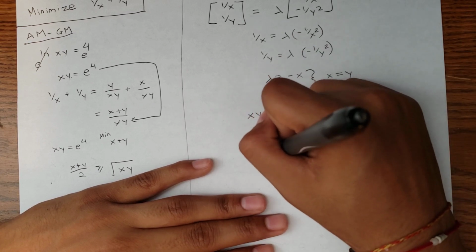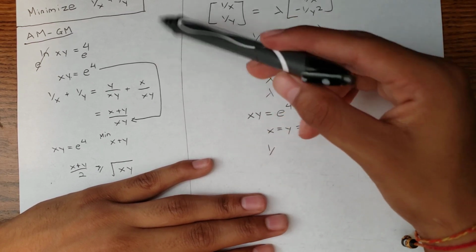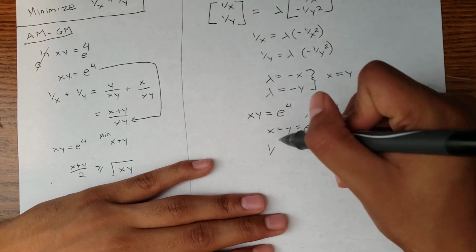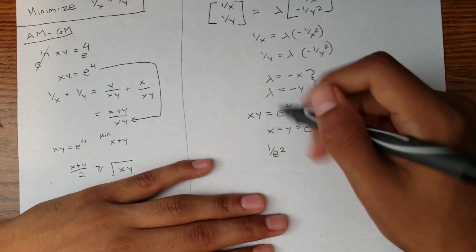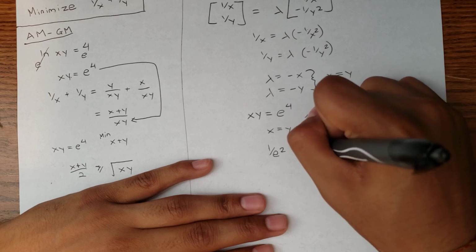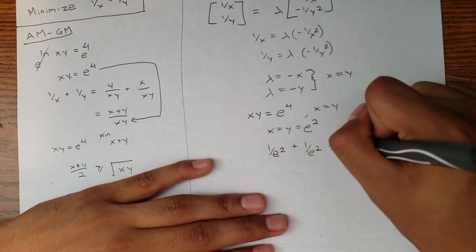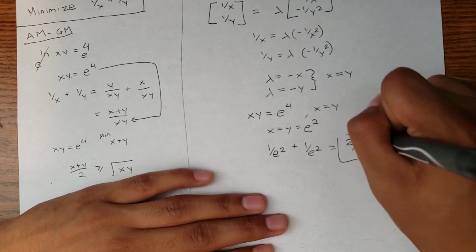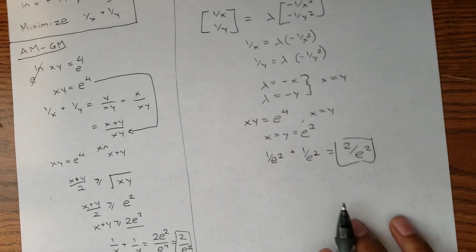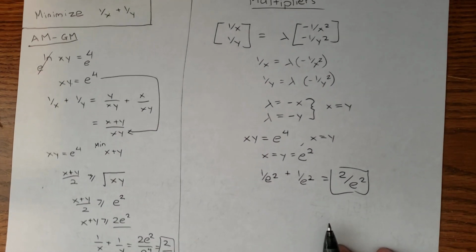And so if we plug into 1 over x plus 1 over y, we get 1 over e squared plus 1 over e squared, and that's equal to 2 over e squared. So both approaches give us the same answer, 2 over e squared.